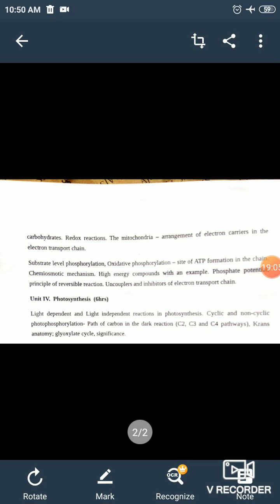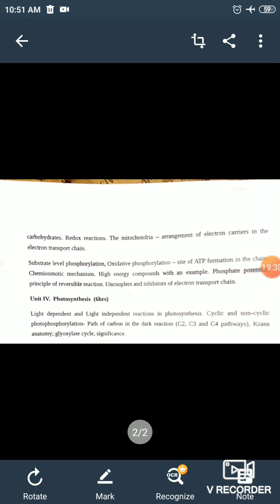So how is it happening? There are different theories, and finally we know that it is the chemiosmotic mechanism. So we have to study what the mechanism is and how these are coupled. It is a little bit complicated.